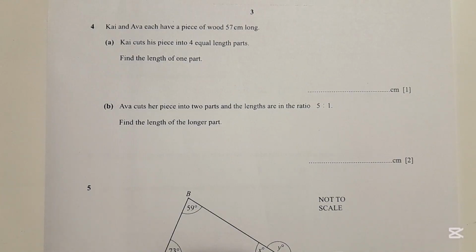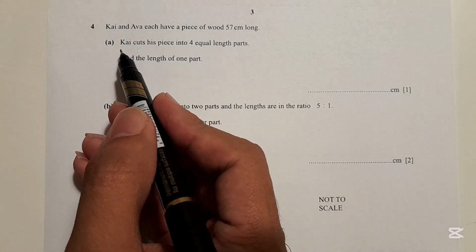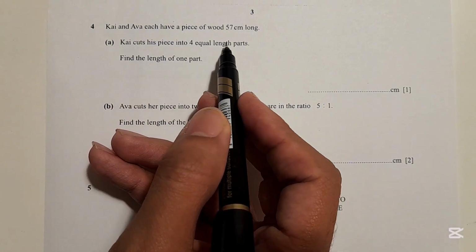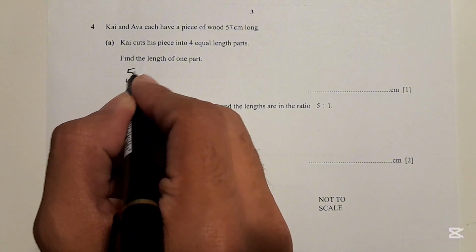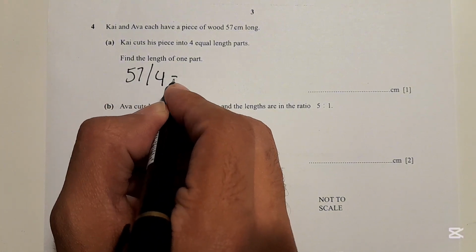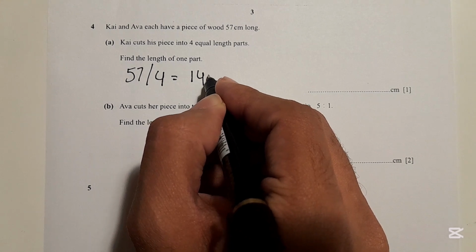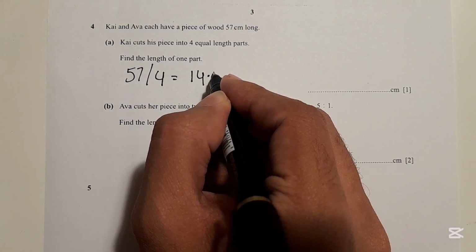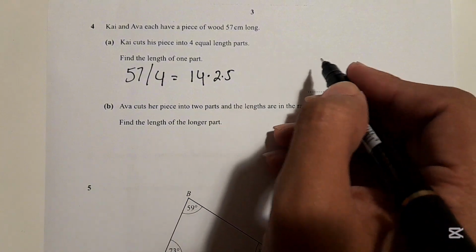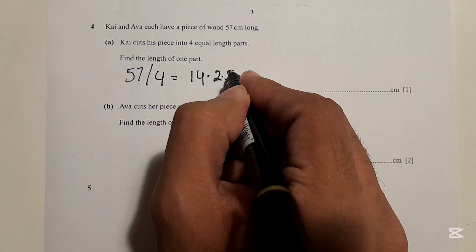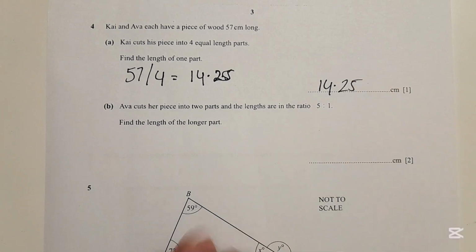Question 4 part A states Kai and Eva each have a piece of wood 57 cm long. Kai cuts his piece into 4 equal length parts. Find the length of one part. So 57 divided by 4. So this will be 4 ones are 4, 4 fours are 16 and 25. So 14.25 centimeter will be the answer.